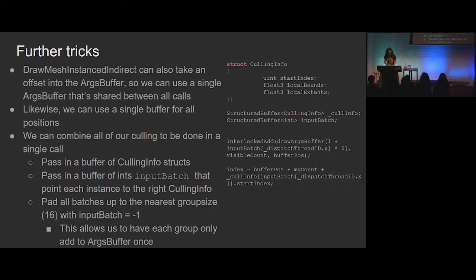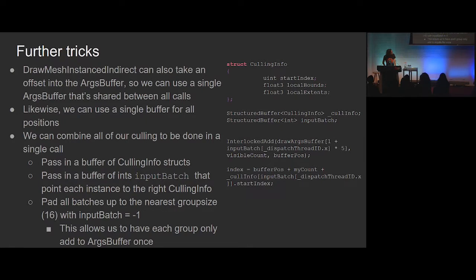And by doing this, we can actually get all of our culling to be done in a single draw call. So we also pass in a few extra things. I've got an extra buffer of these culling info structs, which say where in the batch we start, because it will need to add that to the draw count to find where it's going from. And some bounds in there, which previously we passed in as material arguments. Now we need to pass them in per object. And then we pass in an extra buffer of these input batches, which are integers pointing to which of these infos to use per object. This is the same length as the transform array. If we set them to -1 when they're invalid, we can pad it to the nearest group size, which is, say, 16 on our target platform. That way each thread group is only dealing with a single type of object and can still be quite efficient and only needs to write to an arg buffer once.